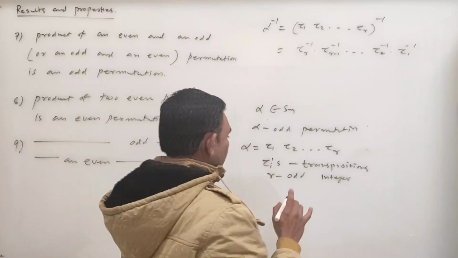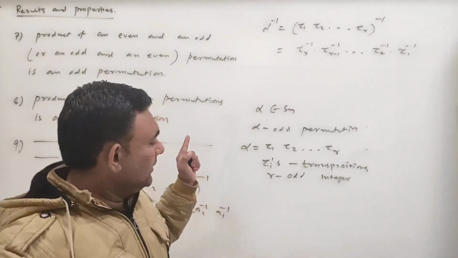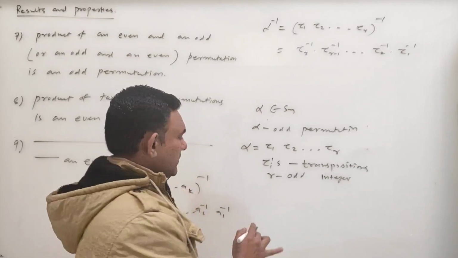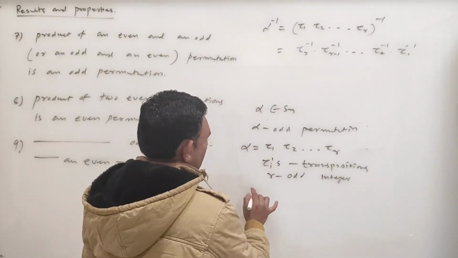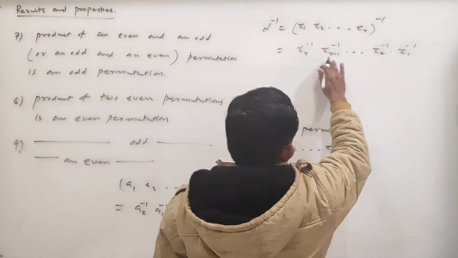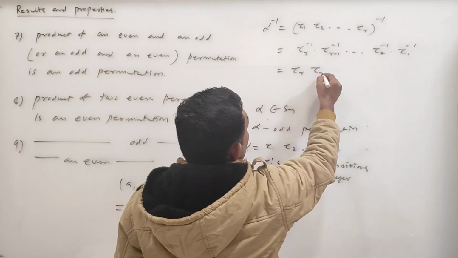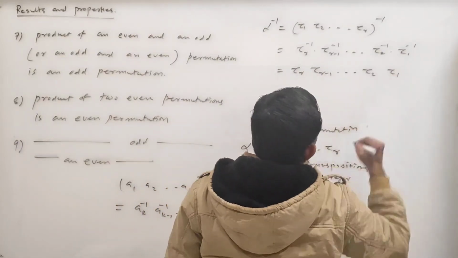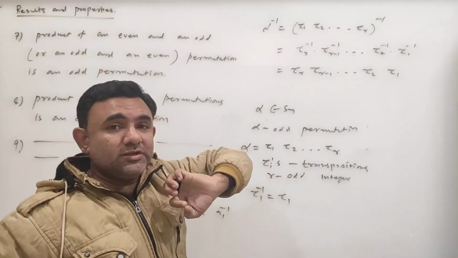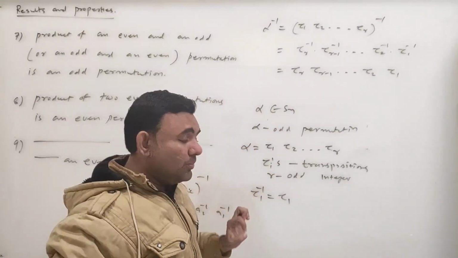right? But we know that we wrote a result earlier: if I have a transposition, then it is self inverse. Tau 1 is a transposition, so tau 1 inverse is tau 1. So similarly tau r minus 1, tau 2, tau 1 are all transpositions, so they are self inverse, so it is tau r minus 1 and so on, tau 2 and tau 1. So again alpha inverse is a product of r transpositions, and r is odd, so alpha inverse is an odd permutation.